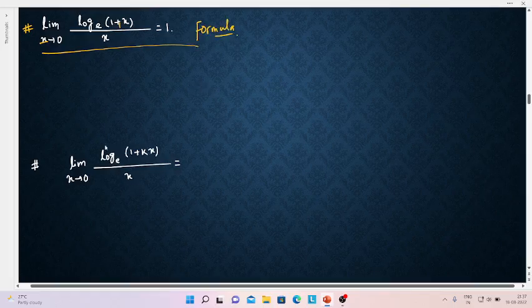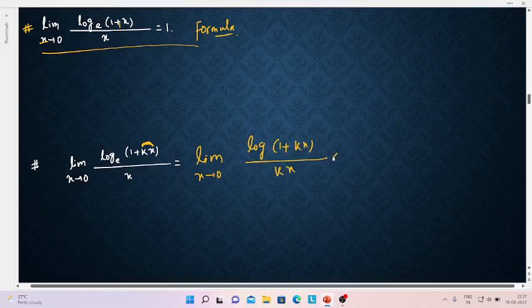So can you tell me what will be the value of this particular limit? So here you can see we have kx, right? It is not equal to x, right? Since kx is there, then we can write the function as log 1 plus kx upon kx times k, right? I'm just making it like this particular formula. So since k is constant, k will be outside of the limit, and here we have kx, but here we have only x, but x is tending towards 0.